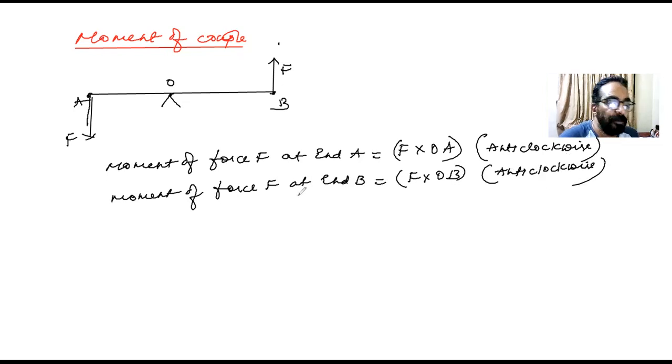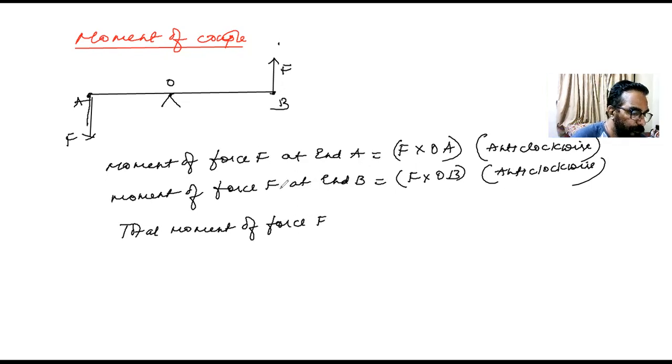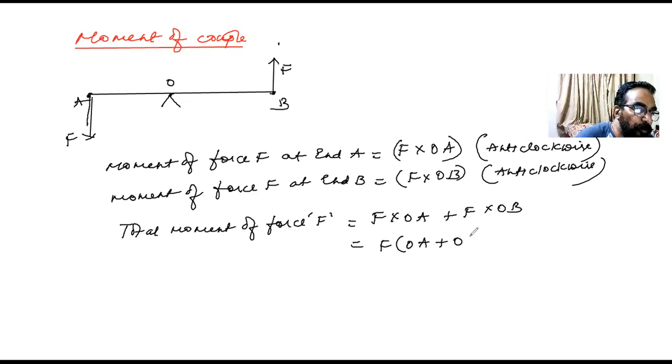Anti-clockwise. So naturally, both of them are anti-clockwise. Therefore, total moment of force: since both are anti-clockwise, I'm going to add. Total moment of force F is equal to F into OA plus F into OB. They cannot be opposite. F is common, OA plus OB. Now this F into, what is this? AB, OA plus OB. When you look at the figure beta, it gives you AB.